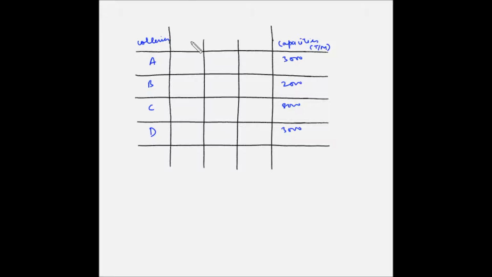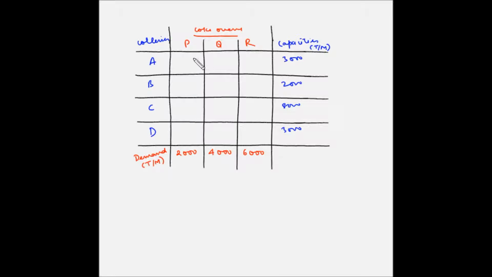Now on the top, we'll place the destination, which are the coke ovens. And we have P, Q, and R as our three coke ovens. And at the bottom, we'll place the demand at each of these three coke ovens. So this demand is also in tons per month. At P, the demand is for 2000 tons per month. At Q, it is 4000 tons per month, and R, it is 6000 tons per month.